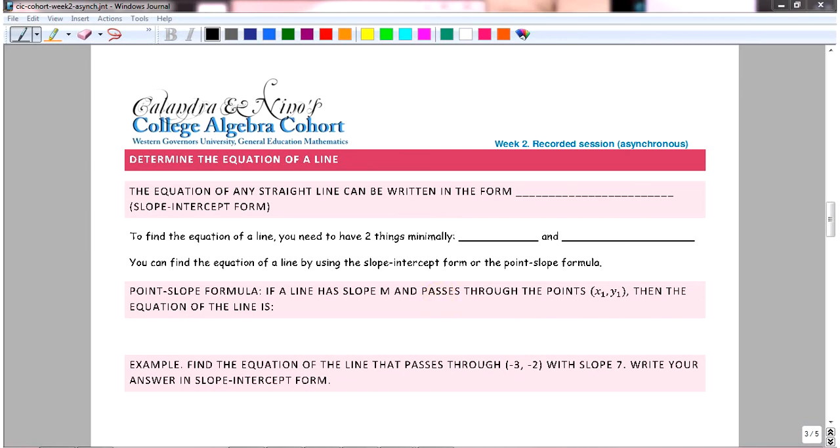Determining the equation of a line. The equation of any straight line can be written in the form y is equal to mx plus b, where m, like we learned on the previous page, is the slope of the line. B is the y-intercept, but you'll learn more about the y-intercept later. The important thing to know is just that m and b are representing numbers, with m representing the slope.